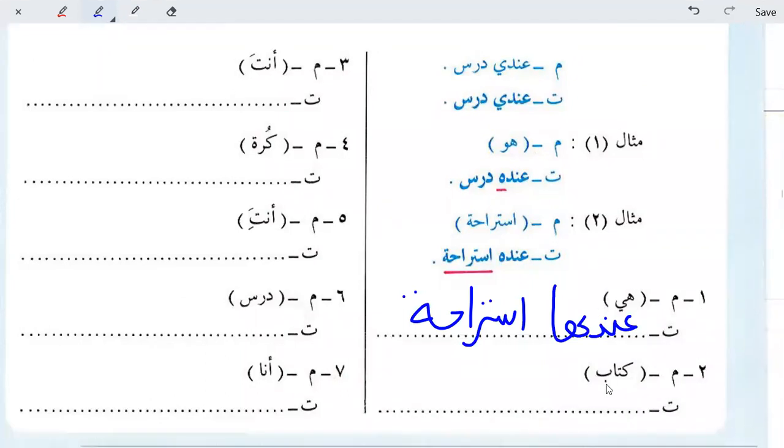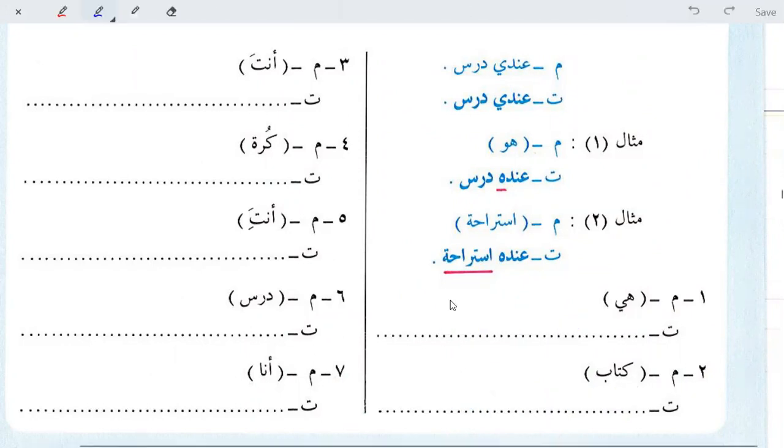Okay. Next word is kitab. Make a sentence for this. You will say she has a book. Indaha kitab.